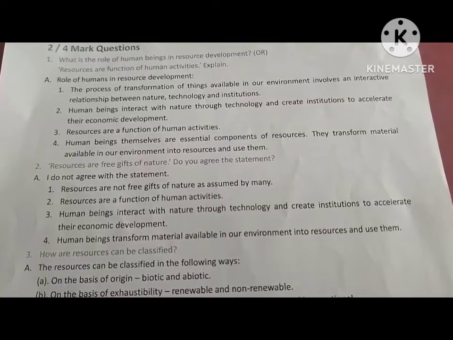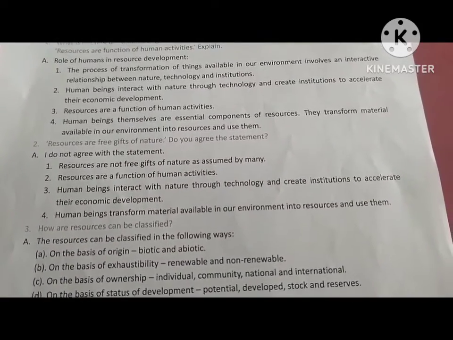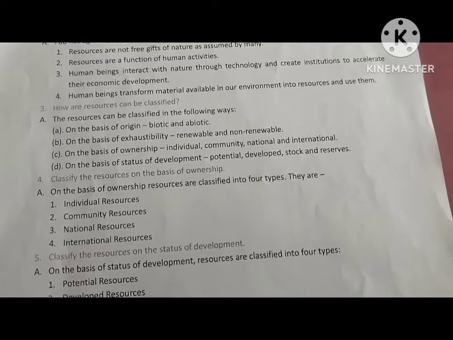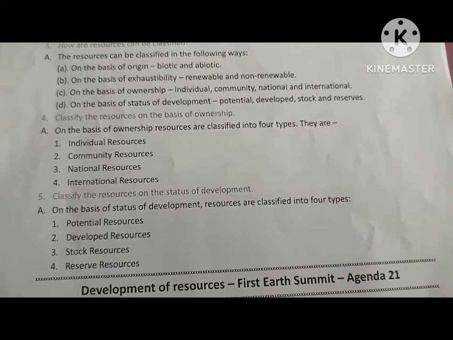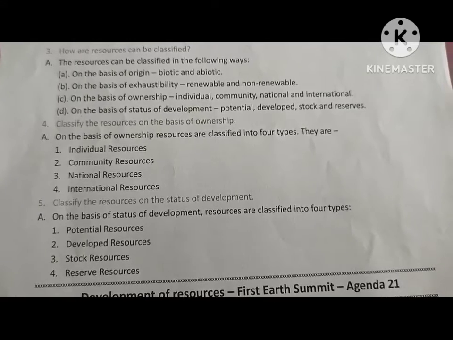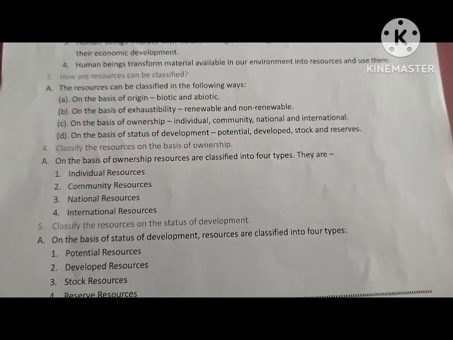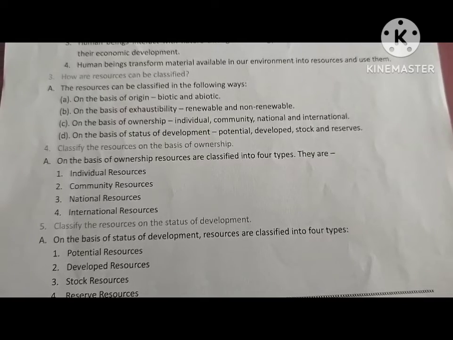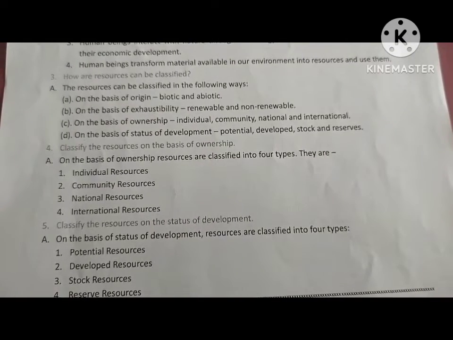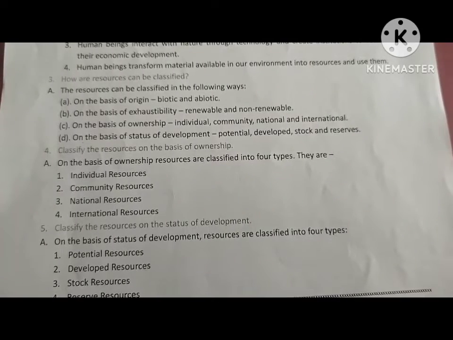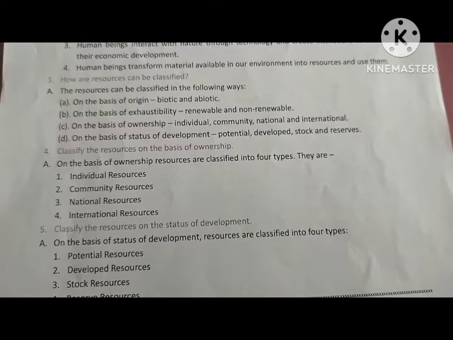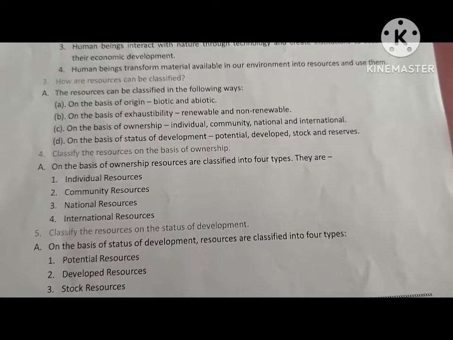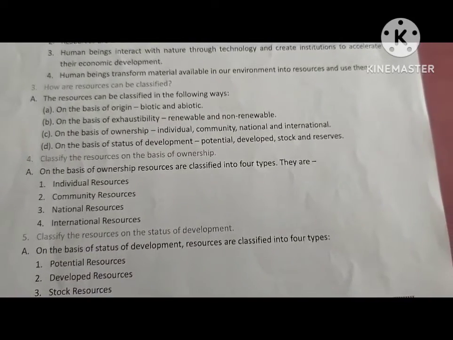Fourth question, classify the resources on the basis of ownership. Answer. On the basis of ownership, resources are classified into 4 types. They are 1, individual resources. 2, community resources. 3, national resources. 4, international resources. Fifth question, classify the resources on the status of development. Answer. On the basis of status of development, resources are classified into 4 types. 1, potential resources. 2, developed resources. 3, stock resources. 4, reserve resources.